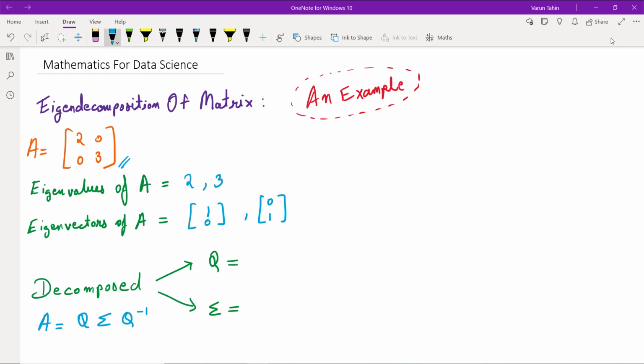Now if we want to decompose it in the form of Q E Q prime, we can recall that Q was a matrix whose each column is an eigenvector of A. Thus Q will become 1, 0, 0, 1 as a combination of these vectors, and E is a diagonal matrix whose diagonal entries are eigenvalues of A, so it will be identical to the matrix in the question, which is 2, 0, 0, 3. This way we can decompose any matrix by calculating its eigenvalues and eigenvectors.